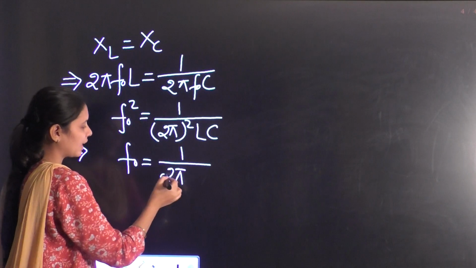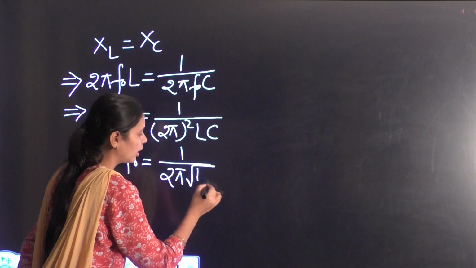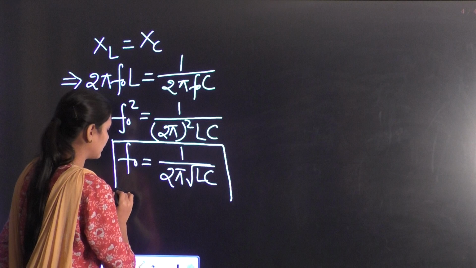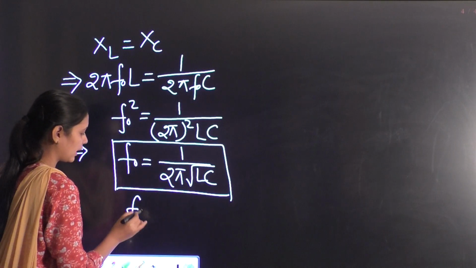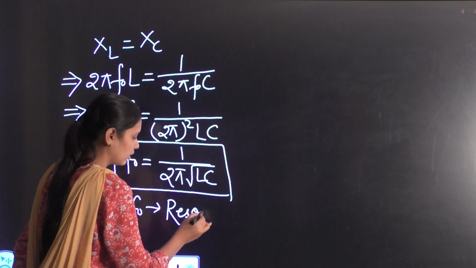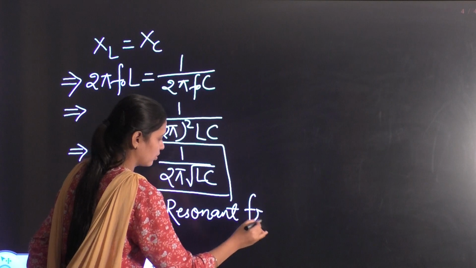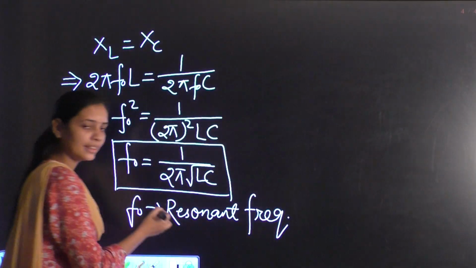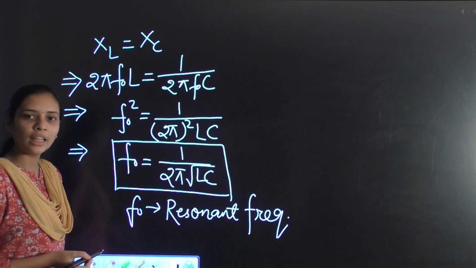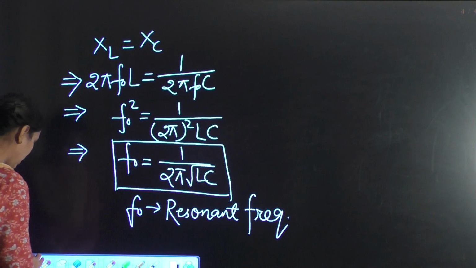That will give you f naught equal to 1 by 2 pi root over of L into C, and this frequency f naught is called the resonant frequency. At this resonant frequency, the current in the circuit will be maximum, since XL is equal to XC.